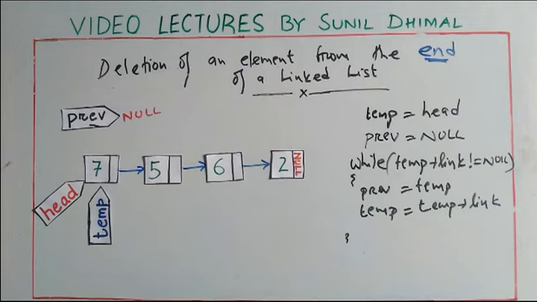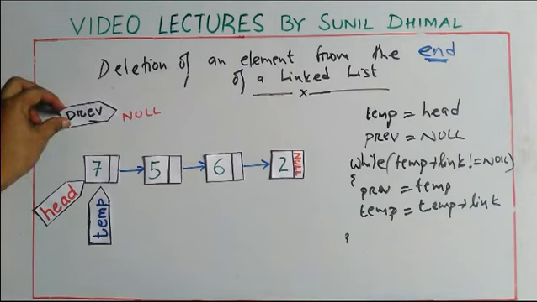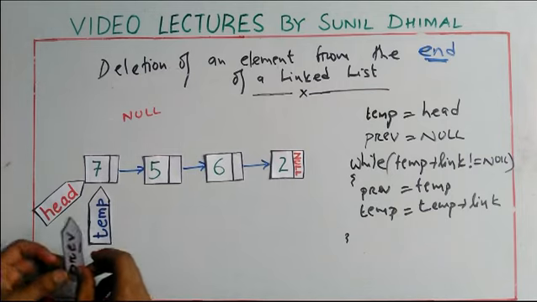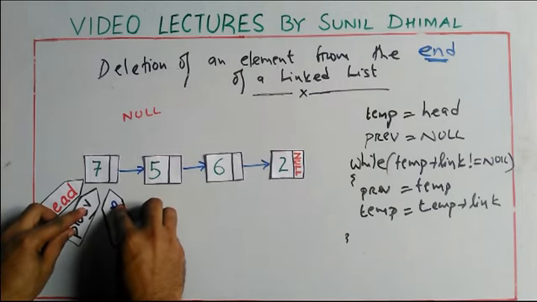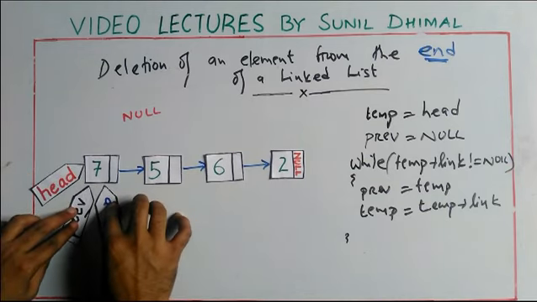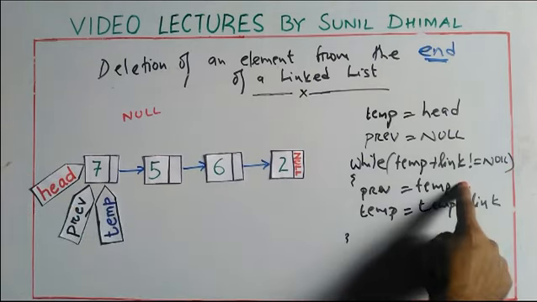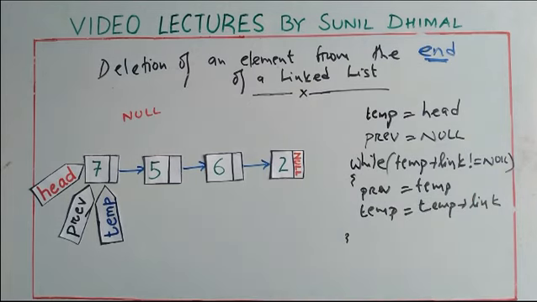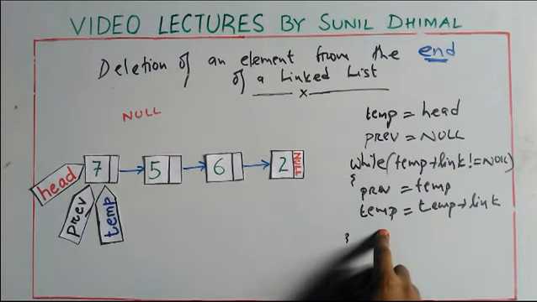First of all, I'll make previous point to temp. So previous is pointing wherever temp is pointing. So let this be head. Previous is pointing to temp, this one, and temp is equal to temp link.